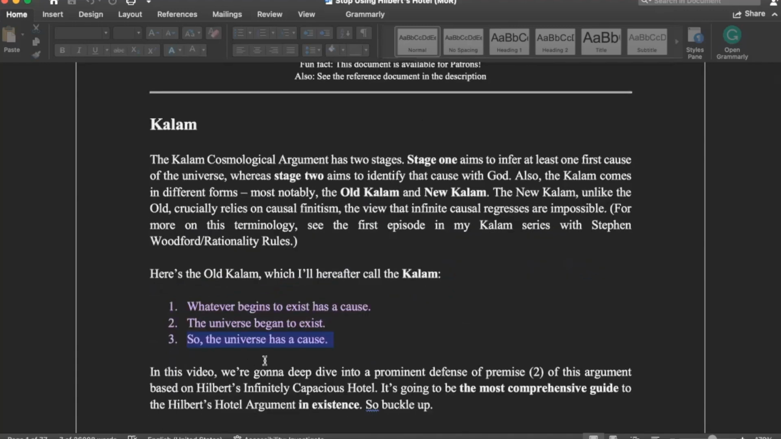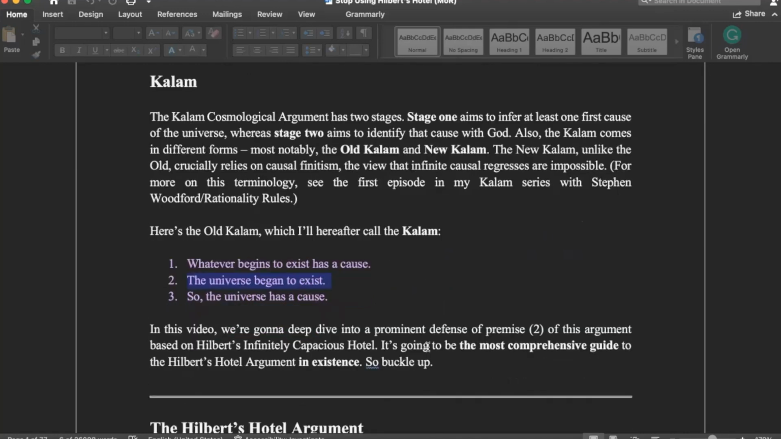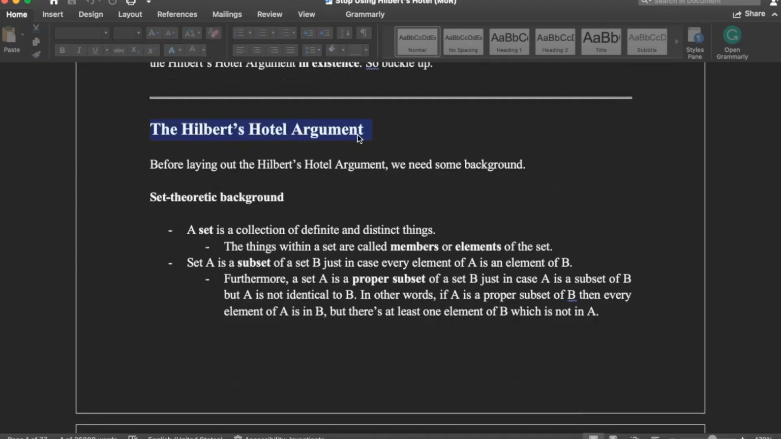Now, in this video, like I said, we're going to deep dive into a prominent defense of premise 2 of this argument based on Hilbert's infinitely capacious hotel. It's going to be the most comprehensive guide to the Hilbert's hotel argument in existence, so buckle up. So on to the Hilbert's hotel argument itself. Before laying out the argument, we need some background. This is going to be just a little bit technical, but trust me, I can explain this in a way that you can understand, or at least I hope I can, so let's get to it.